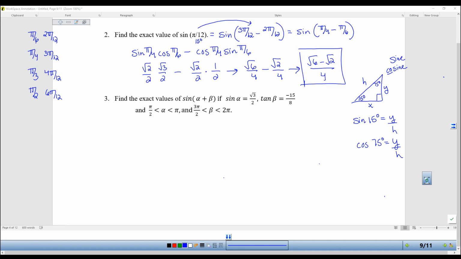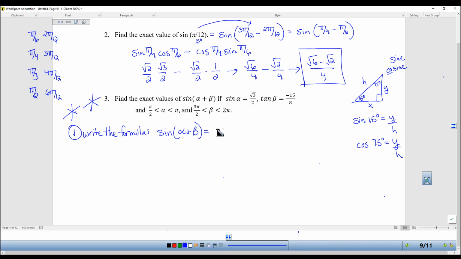Okay, next one. Find the exact value of sine of alpha plus beta, and then they give you some information. These are very challenging for students, but I'm going to lay it out. I'm going to give you steps, so you should be able to do it. First step, write the formula. People really don't like to do this step. But if you write the formula, everything else will be easier.